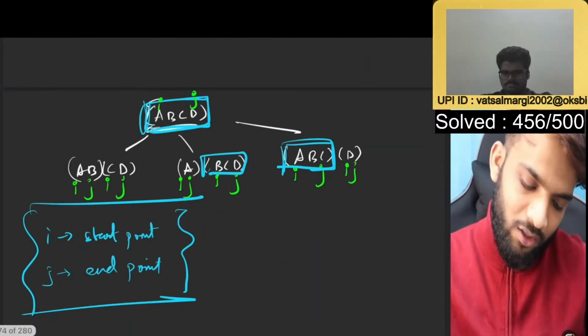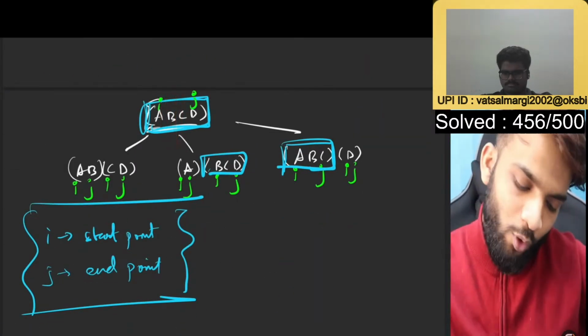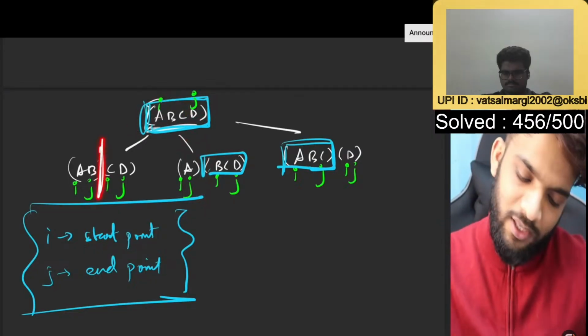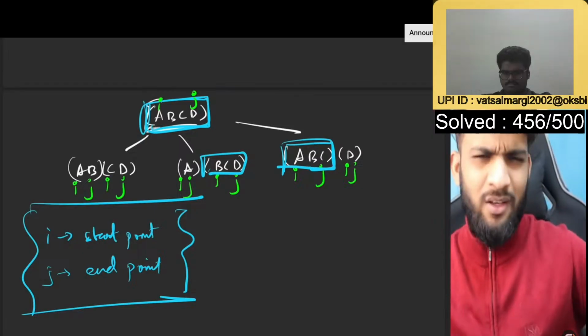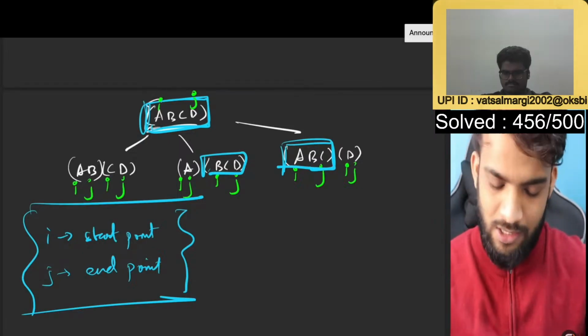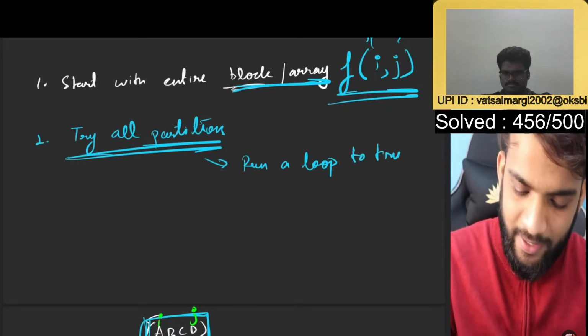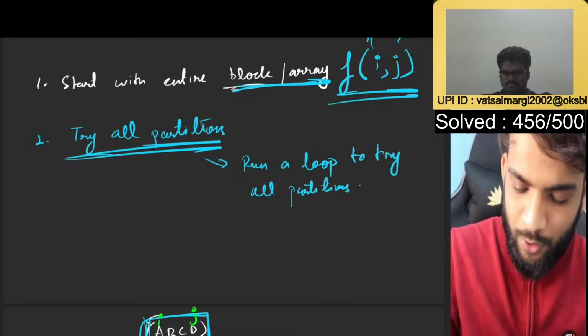Let's see. Over here, a partition was here. Over here, a partition was here. Over here, you cannot again solve the entire thing. So there are 3 partitions: one here, one in the middle, and one here. Probably you can run a loop to try out all partitions. I'll explain the loop. Run a loop to try all partitions. Remember this.